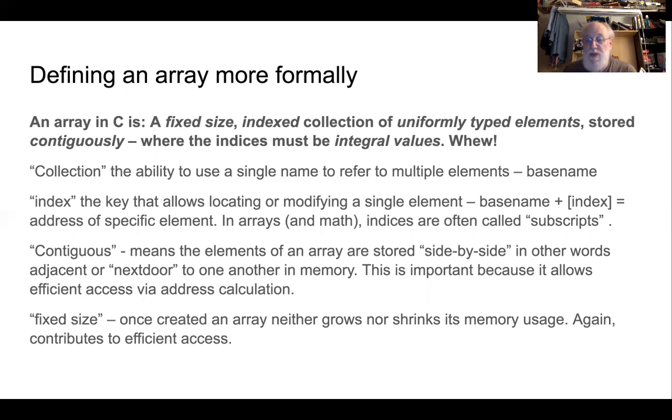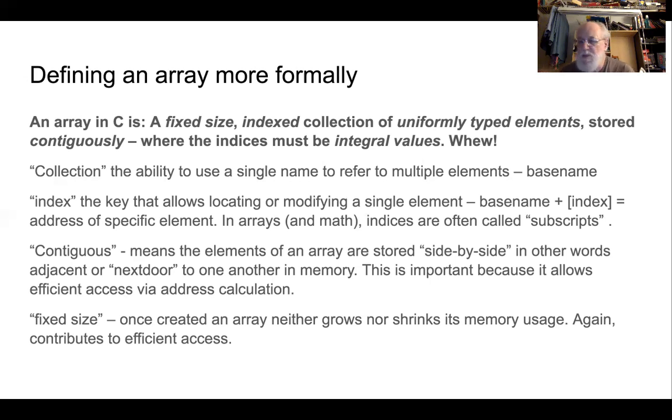Contiguous means the elements are stored side by side. In other words, they're adjacent, or next door to one another, in memory. If you could see an array in memory, and we'll take a look at a diagram of this in a subsequent video, you would see that the integers, let's say, are stored right next to one another. So you can simply skip from one to the other by counting. And that is exactly what makes efficient array access possible: the fact that all you need to know to find the array element you want is the base name and the index. Everything else is just arithmetic.